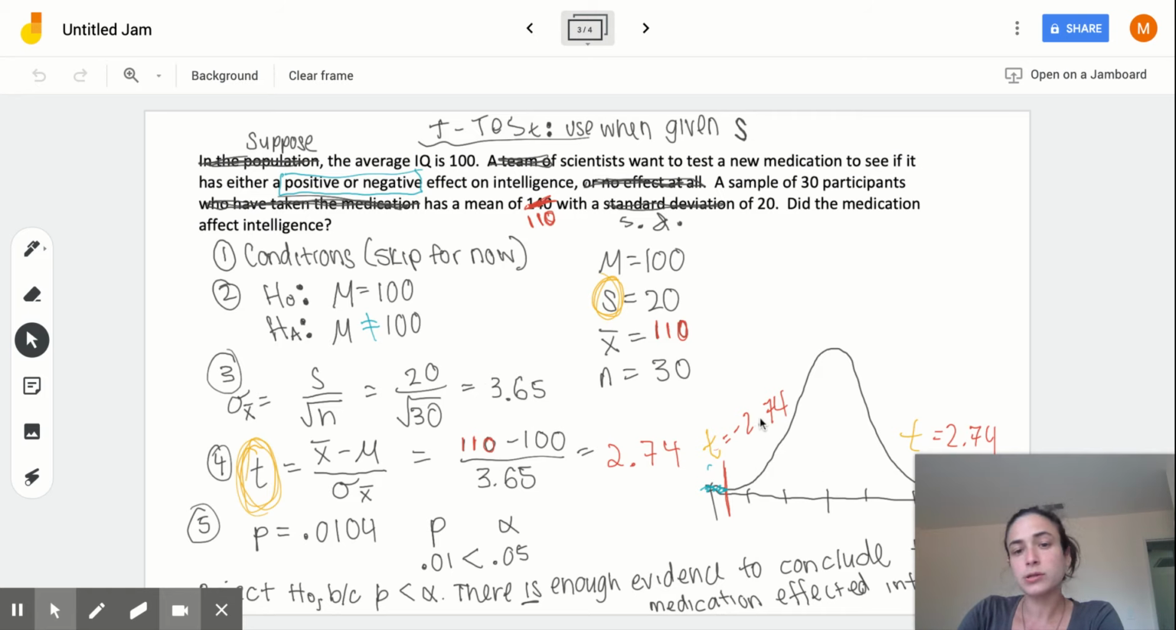If you're almost 3 standard deviations away, that's pretty far away from the mean. So we're going to say reject H0 because p is less than alpha. There is enough evidence to conclude that, you need to go back up and find what your HA is, that the new medication has had either a positive or negative effect on intelligence, or you could say there is enough evidence to conclude that the medication has affected intelligence. And that's it.